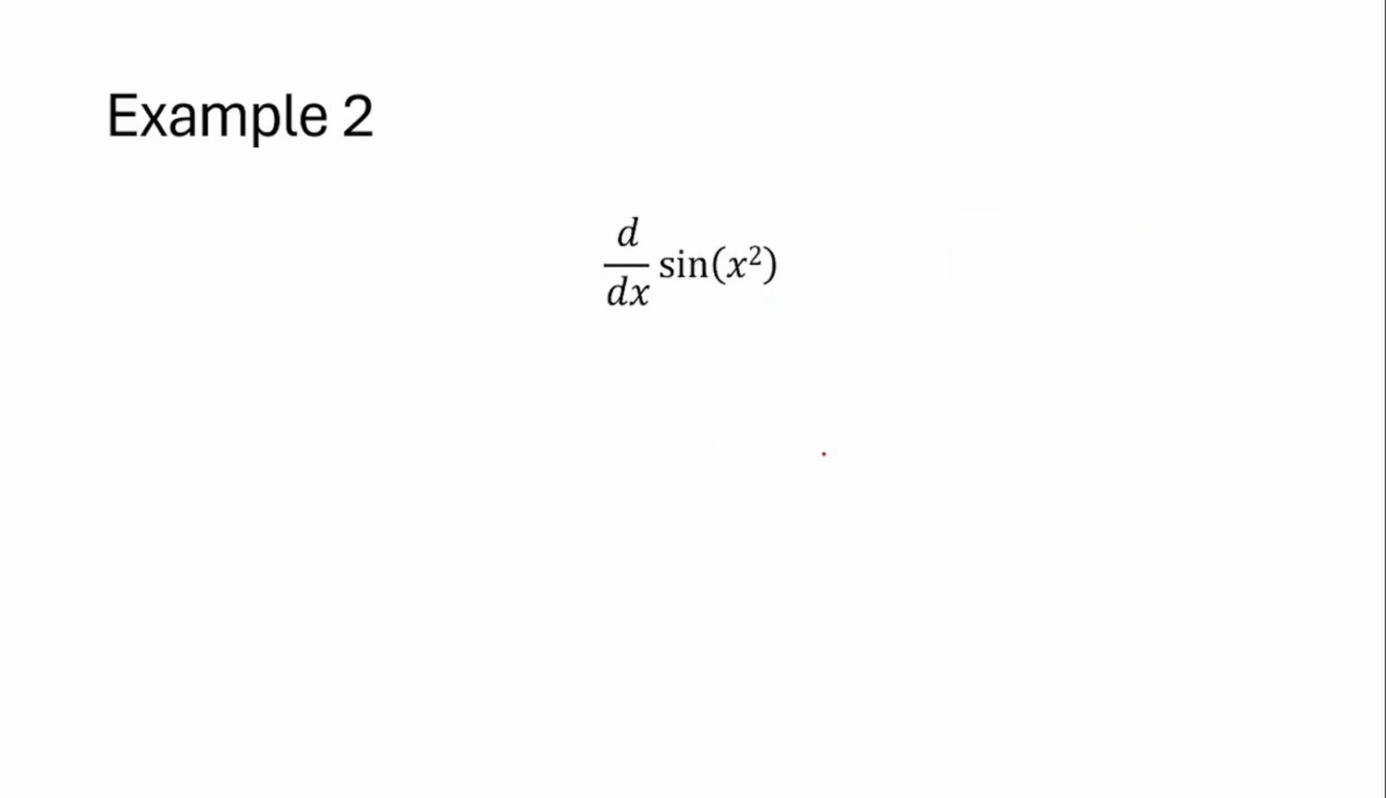Now for the second example, we have a trigonometric function, so sine of x squared. And since this is an x squared and not just a regular x, you can't just do the normal derivative of sine, which is cosine, and you have to use the chain rule here.